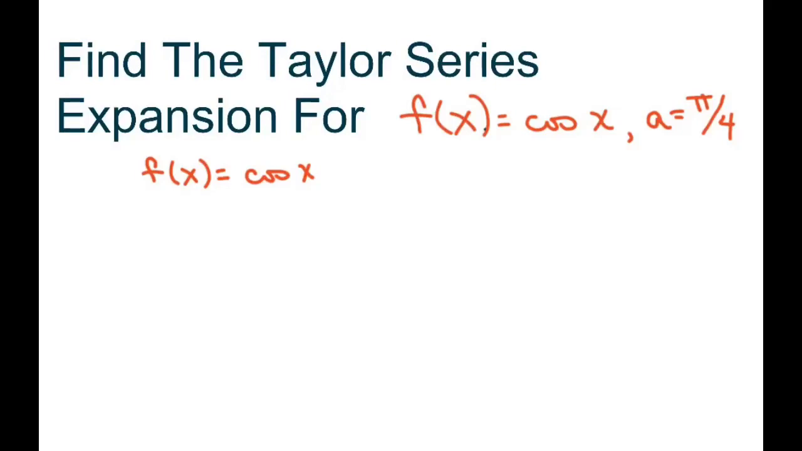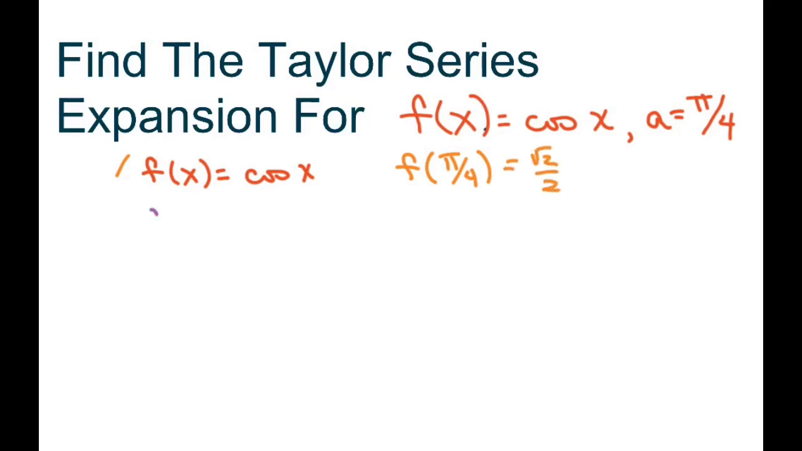Hi everyone, we're going to find the Taylor series expansion for f of x equals cosine of x, where a equals pi over 4. So we're going to go ahead and evaluate the first part, f of pi over 4, and we know that equals square root of 2 over 2.